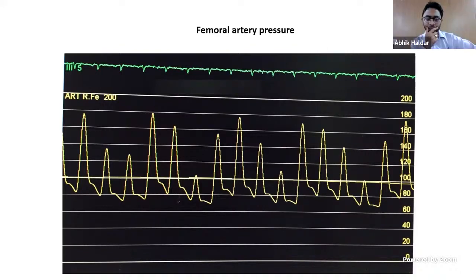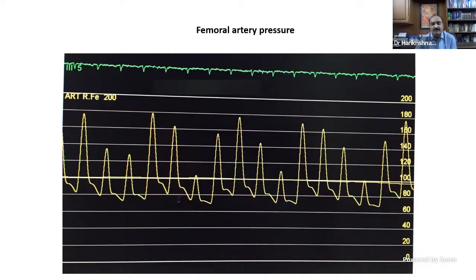Usually the right-sided pressures are more affected. But can you get a situation, not very uncommon, in which even the left-sided pressures can widely vary with respiration? Yeah. Very acute. It's an emergency. Tamponade. So discuss the tracing.